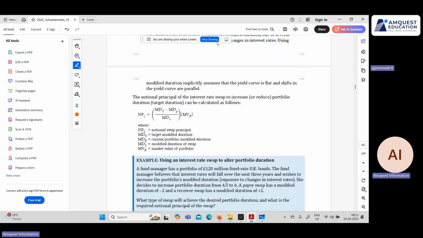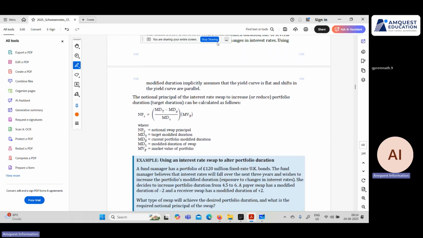So since she wants to increase duration, you have to buy a receiver swap. So 6 minus 4.5, which is 1.5, divided by 2, into 120 million. That'll be the notional. So 60, yeah, about 90 million. 90 million, absolutely. And would it be a receiver swap or a payer swap? A receiver swap. Okay, perfect.